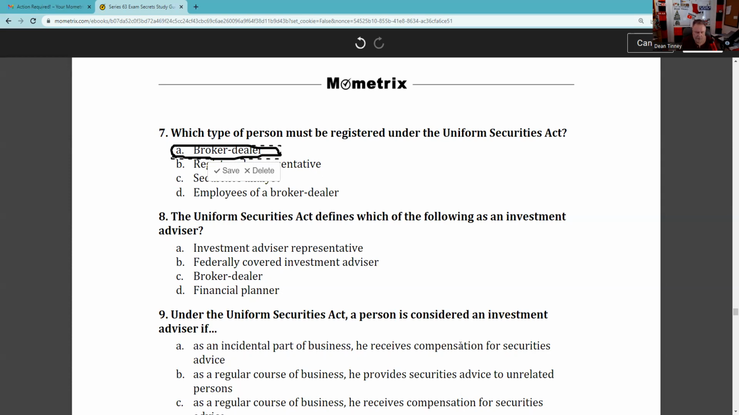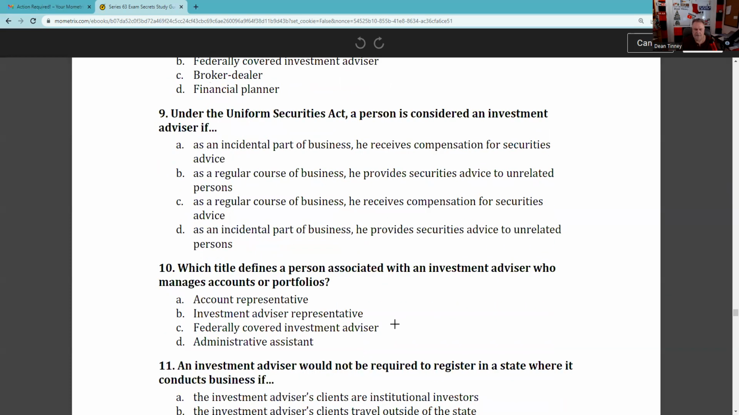Broker-dealers, no, broker-dealers make money through transactions, not through fees. And financial planner, there we go. In fact, financial planners give investment advice. They meet the ABC test. They give investment advice. They tell people they're in the business of giving investment advice, and they want to be compensated for doing so. So the answer to 8 is D as in dog. On the Uniform Securities Act, a person is considered an investment advisor. I suggest you use the ABC test. Do they give investment advice? Do they tell people they're in the business of giving investment advice? And do they want compensation for doing so?